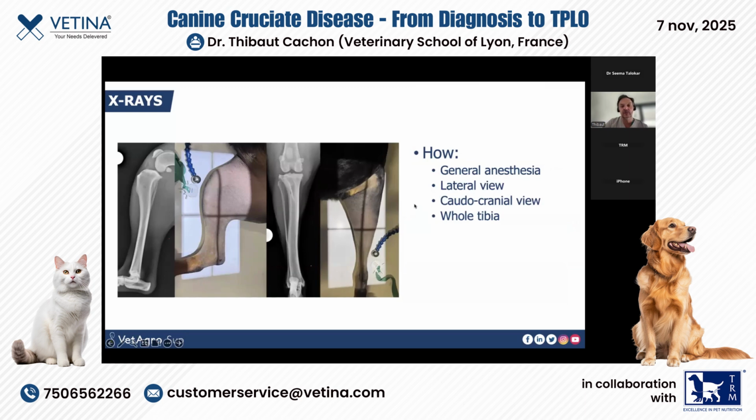Your X-ray needs to be under general anesthesia to get a good and very beautiful X-ray. You need at least a lateral view, and you also need a caudocranial view of the whole tibia. It's important to include the whole tibia because that will be very important to plan the surgery, to plan your TPLO surgery after that.